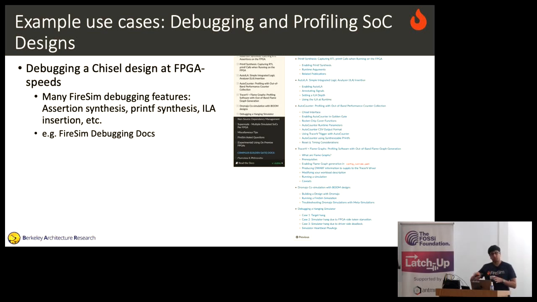So asserts don't just get thrown away. When you go through the FPGA flow, we tack on some extra hardware, and if an assert fires when your design is running on the FPGA, you find out about it. And you get this nice message, tells you what line of code the assert is coming from, and so on.